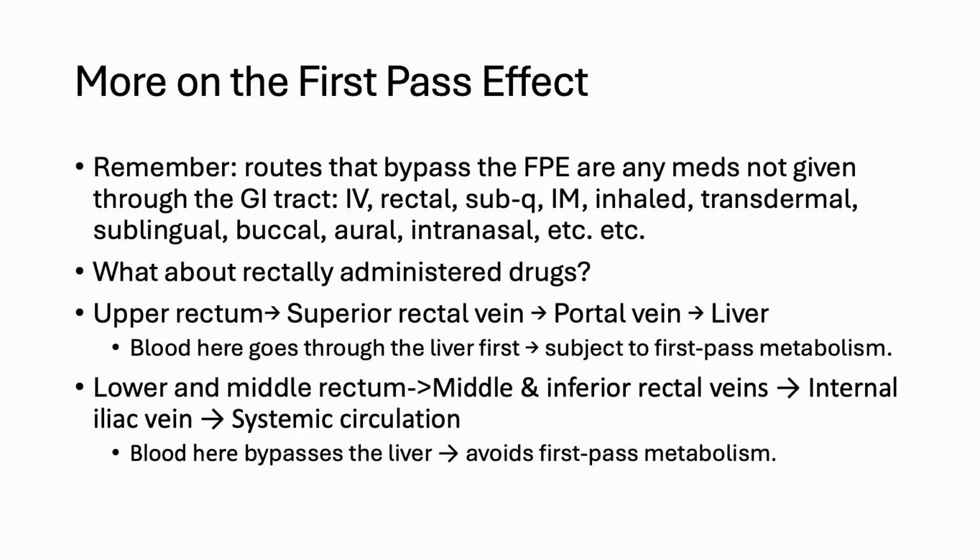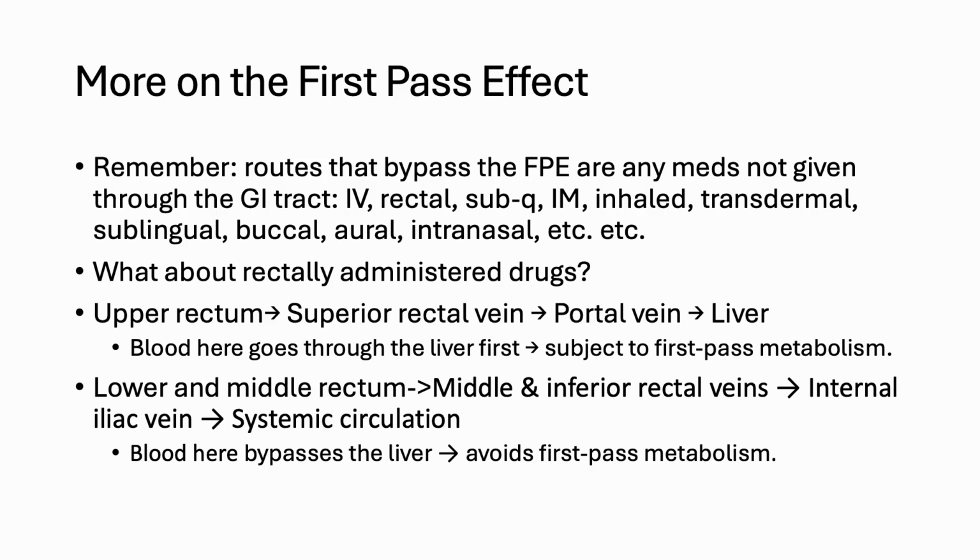The lower rectum, the capillaries that feed the lower rectum and take deoxygenated blood away from the lower rectum, I should say, those connect to the middle and inferior rectal veins, and basically it bypasses the liver and it avoids first pass metabolism. So long story short, you can never be 100% sure when you give something rectally how much of what you give is going to be subject to the first pass effect.